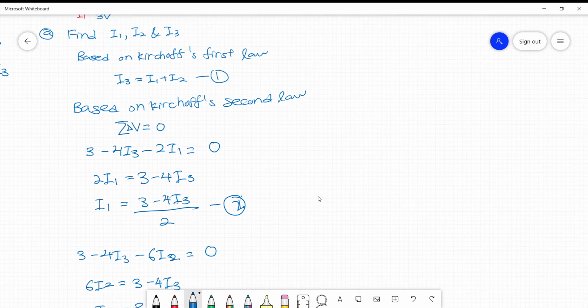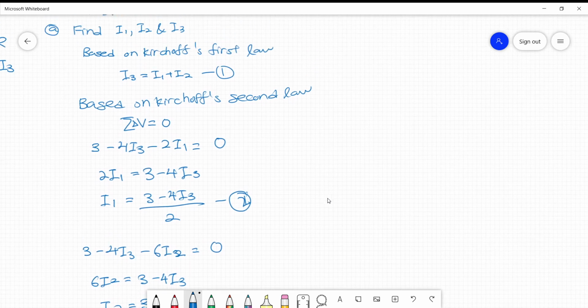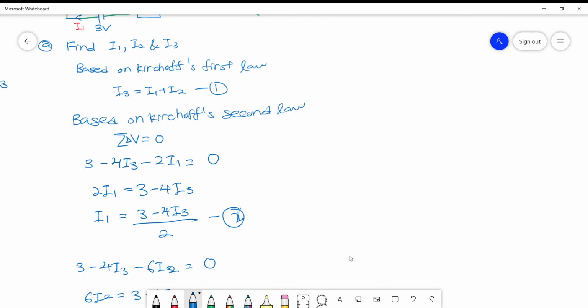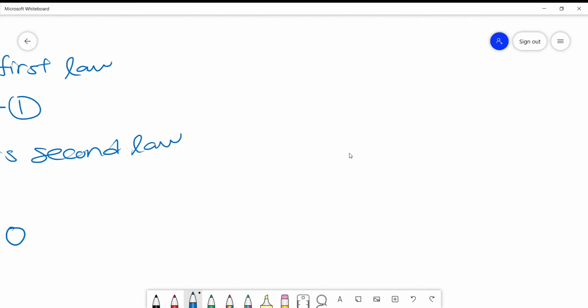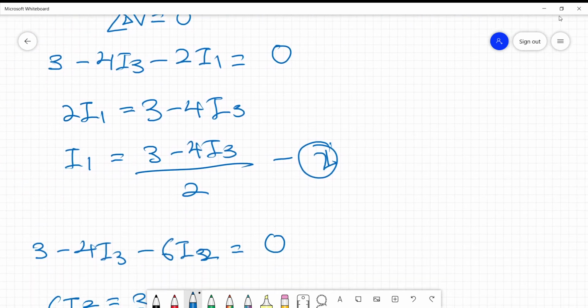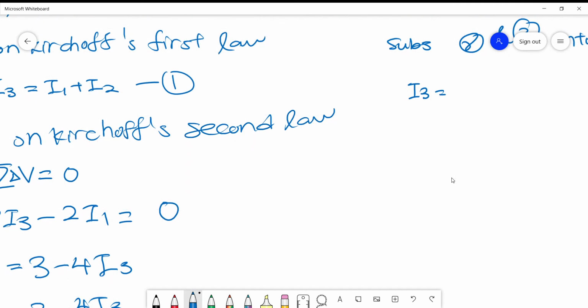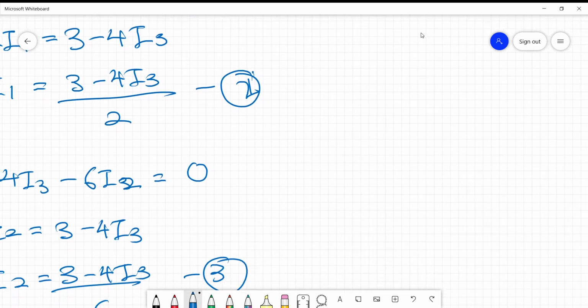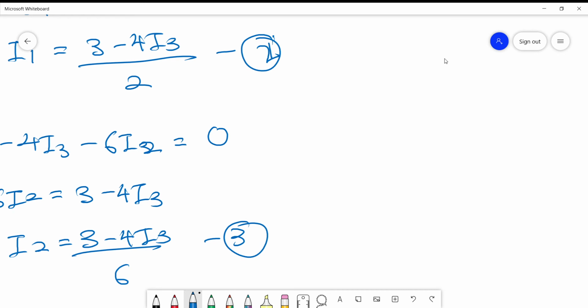What we need to do is substitute 2 and 3 into 1. So I3 is equal to I1 plus I2. My I1 is (3 minus 4I3) divided by 2, plus (3 minus 4I3) divided by 6.